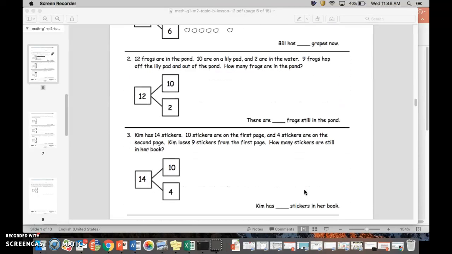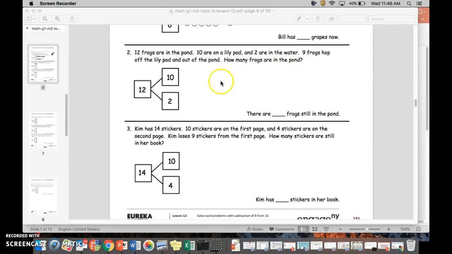You're going to do the same thing for 2 and 3. You need to draw out the problem and then subtract or take away. 12 frogs are in the pond. 10 are on the lily pad. 2 are in the water. 9 frogs hop off the lily pad and out of the pond. How many frogs are in the pond?